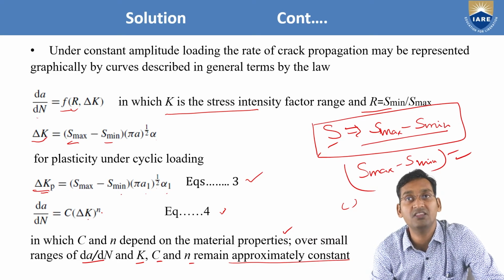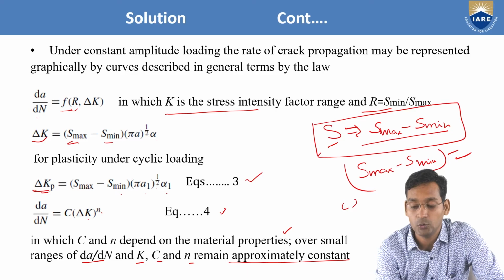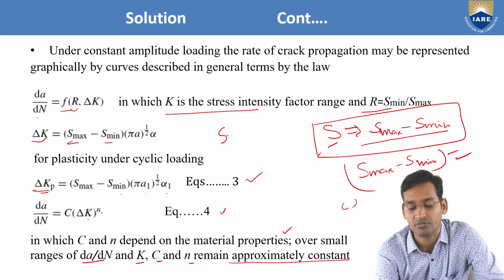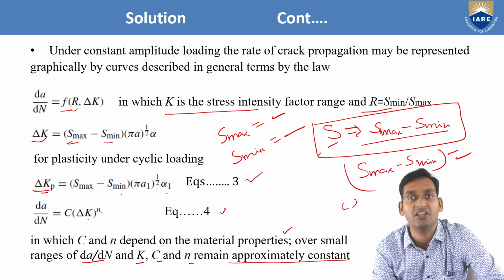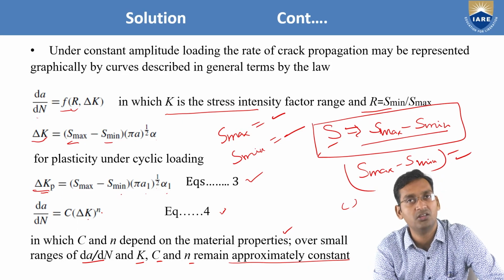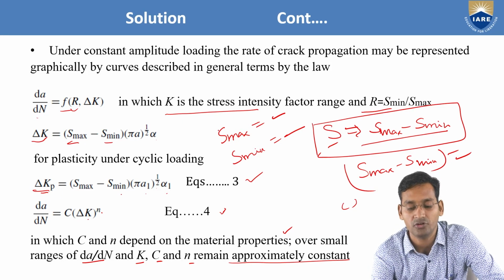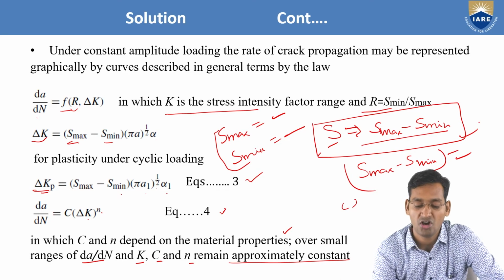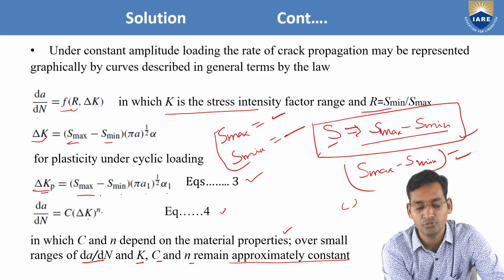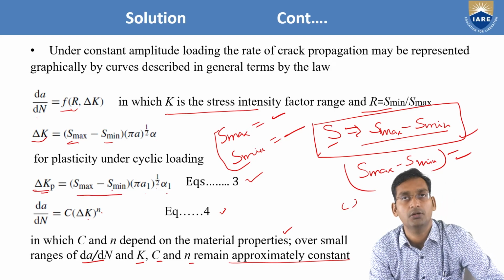Now, instead of giving the range directly, they will give the maximum stress, S max, and S mean, that is S minimum. They won't give the maximum or range directly. They will give this value, and the meaning is the same. Again, you have to take the difference of these two, S max minus S mean, and you will get the range. Or else simply use this formula and put it here.